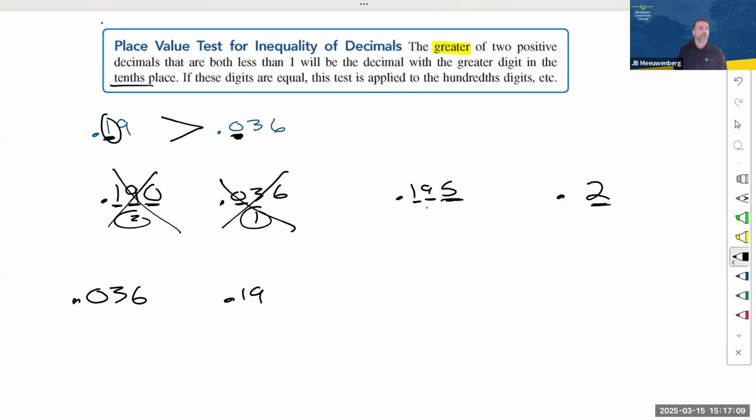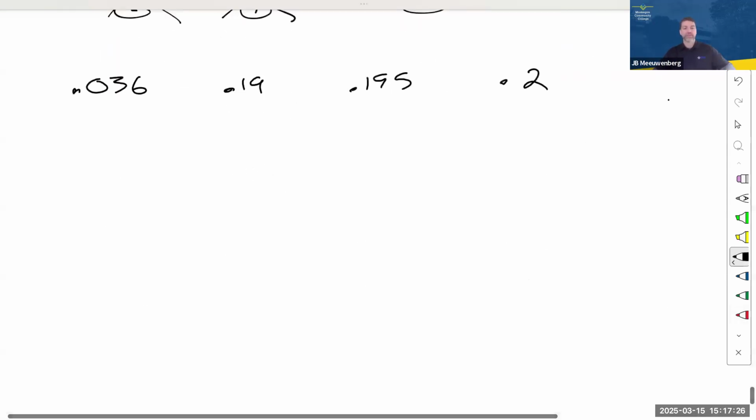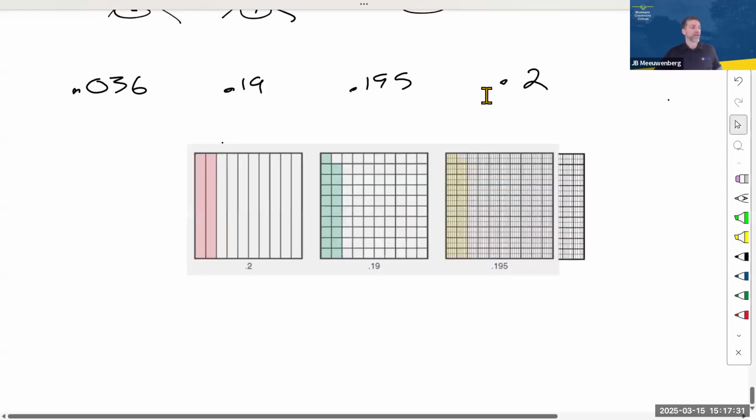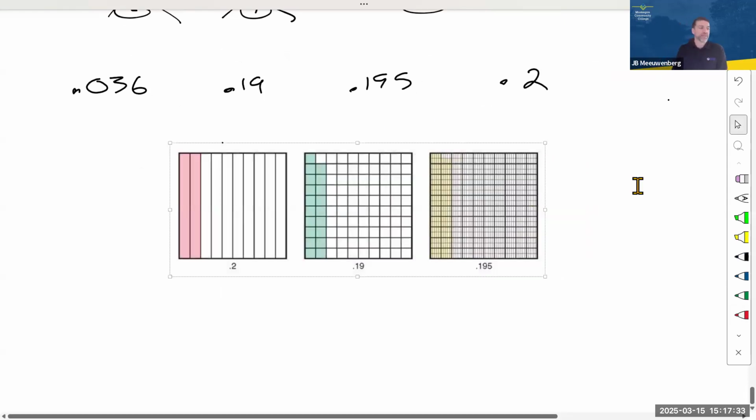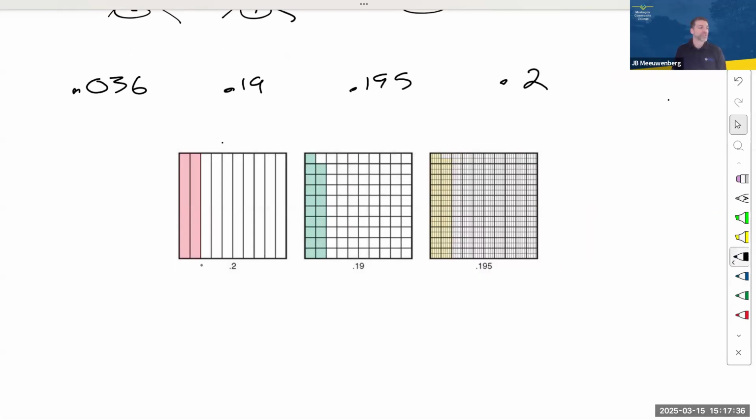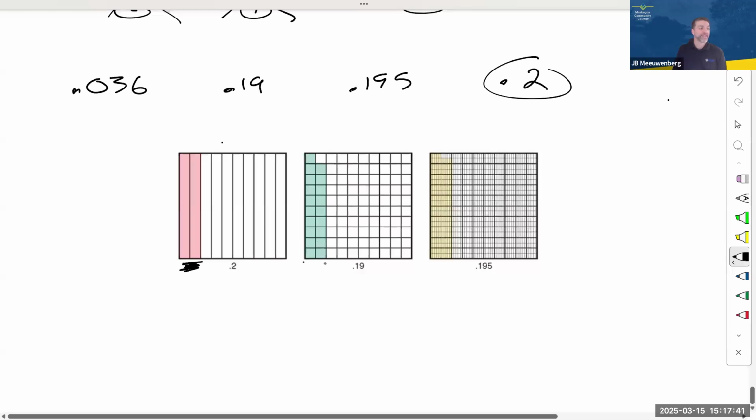We're done with that. Now we're comparing 0.195 to 0.2. We go back to the tenths comparison. This is next. So 0.195, and then 0.2 is our largest decimal. We can see that here with, if we look at this visualization, or at least those last 3, right? We can see that 0.2 has 2 full columns, right? Which is more than here, and it's more than here.